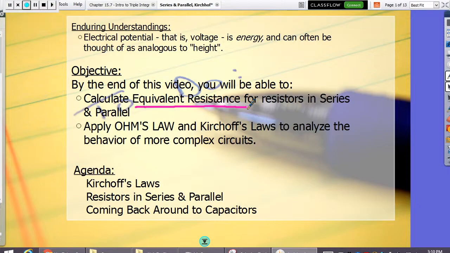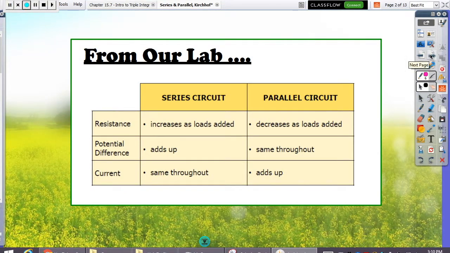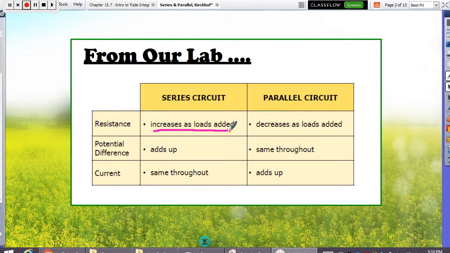So we'll talk about Kirchhoff's laws real quick, remind you of what those are, talk about resistors in series and parallel, and then hopefully come back around real quick to capacitors. So from our little simulation lab, we might remember that in a series circuit, our resistance increased as we added more and more loads, as we added more and more resistors, and that bizarrely for a parallel circuit in our lab, it seems to decrease. The more resistors we added, the more branches we added to our circuit, the more total current we got.